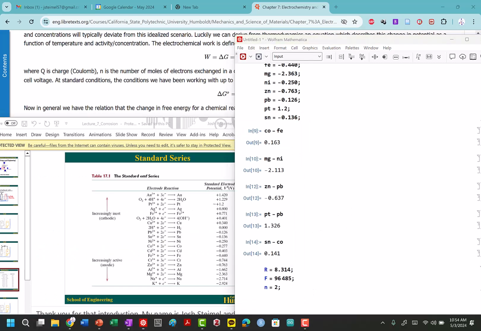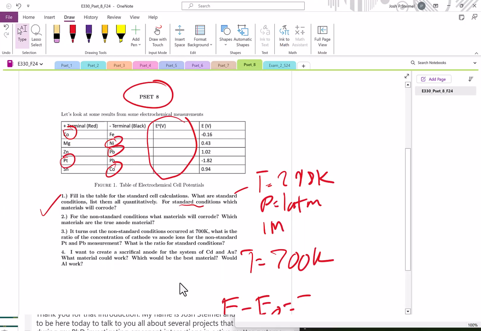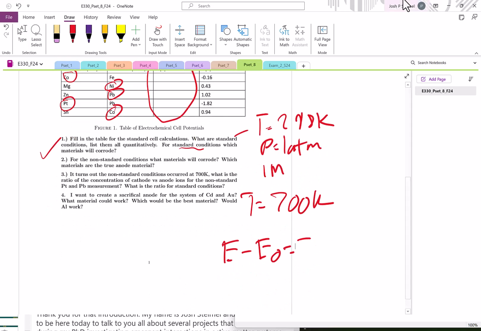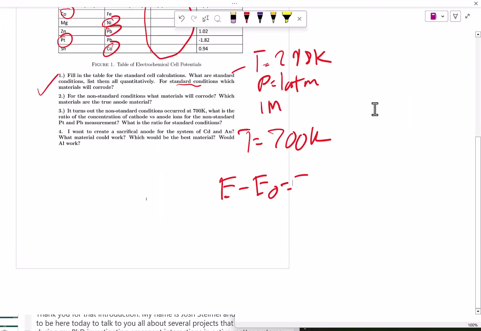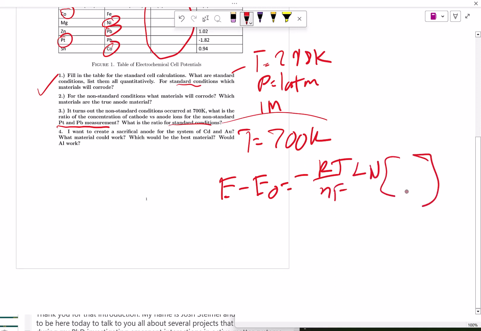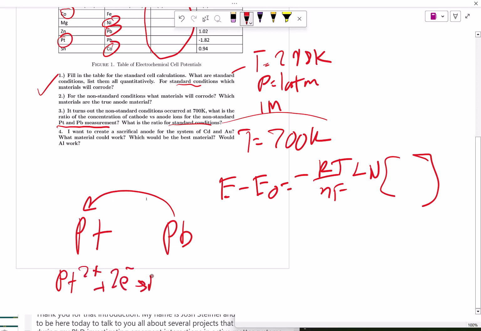So let's go back to our OneNote. It turns out that these things occur here. What is the ratio of cathode versus anode ions for the non-standard Pt and Pb measurements? What's the ratio for standard conditions? We know the ratio because it's minus RT over NF times the natural log of the reaction quotient. If we look at Pt and Pb, we know electrons are flowing from here to here. The half-cell reaction here is Pt 2 plus plus 2e minus goes to platinum.